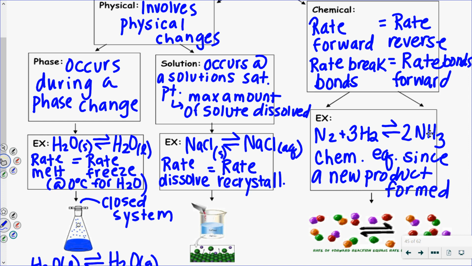And remember, the rate at which nitrogen and hydrogen form NH3 is equal to the rate at which that NH3 reforms into those. So you can kind of compare 3 different types of equilibrium: phase and solution, which are physical, and then we've got the example of a chemical. Tomorrow we're going to be looking at what happens to a chemical equilibrium when a stress is added to the system. So we'll talk about that tomorrow.